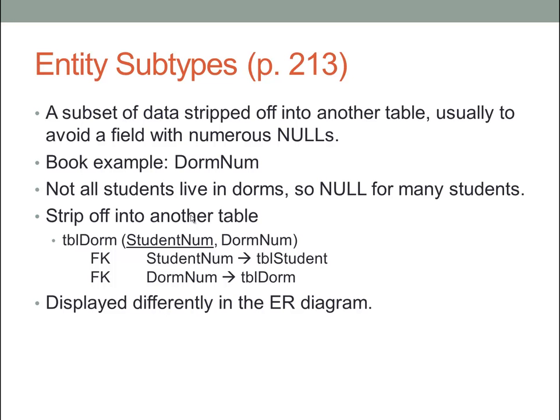Or sometimes you'll see people include every single possible type of telephone number, like their business phone number, their cell number, their fax number, their home phone, their assistant's phone number. Not everybody has these, so that's a great time to strip it off into another table with an entity subtype.